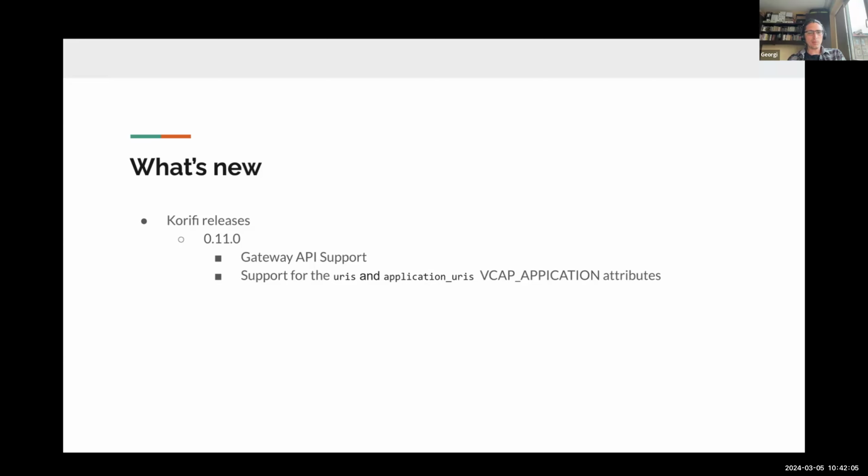And then we had a small PR by a colleague of ours, which adds 2 more attributes to the VCAP application attributes. Like there is a long table in the original CF docs. We now support URIs and application URIs with the Contour Istio URLs of the app. So that's pretty much all that's out officially since last time.